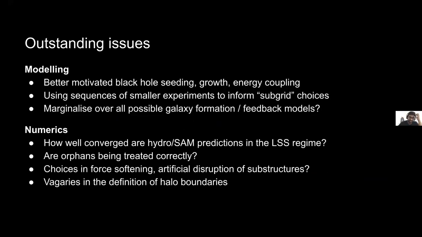So I'm going to end by just showing this slide of some of the outstanding issues that we have, which may be worth discussing. From the modeling side of things, there are questions with regards to how we improve our physical models of black hole seeding and growth. Do we just end up forgetting about all of this and just marginalizing over all possible galaxy formation parameters in the first place? And then there are perhaps more philosophical questions with regards to how well converged any of these inferences we've made so far are. Are orphans being treated correctly? Are substructures actually evolving in the right way? Are there perhaps vagaries in the boundary definitions of halos, and how could that actually affect our calculations later on?